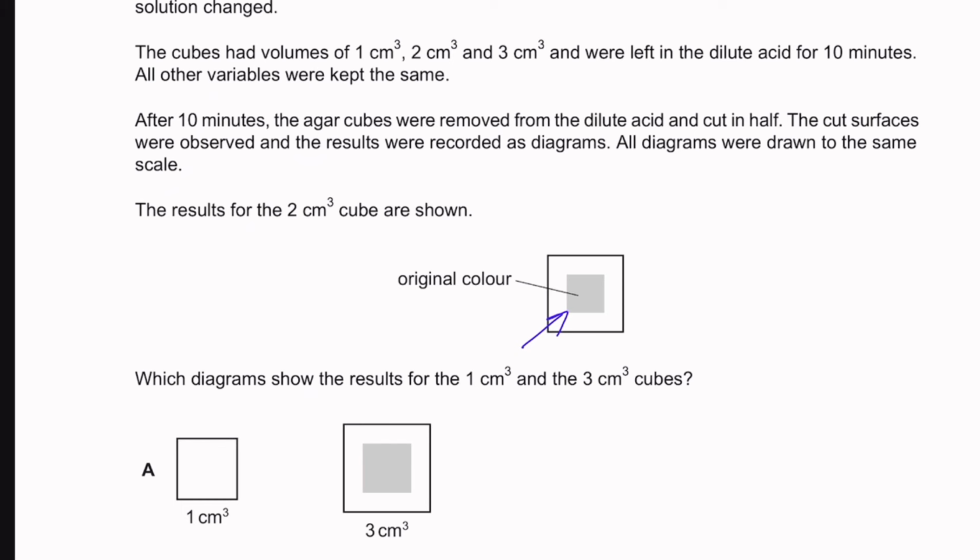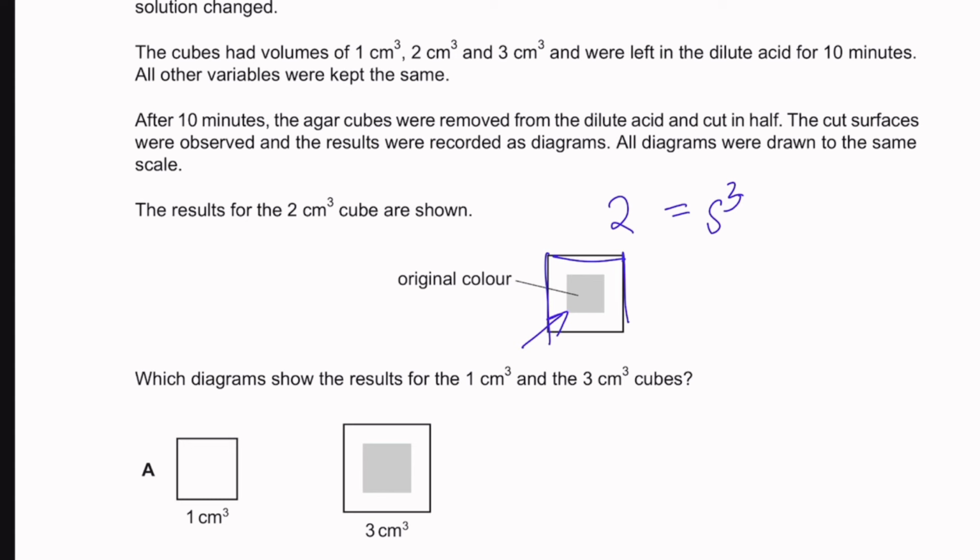Okay, interesting. So let's figure out the surface area to volume ratio of this cube. The volume of the cube is side times side times side, so side cubed. To find the side, you just take the cubic root of 2, and that's the length of this side.